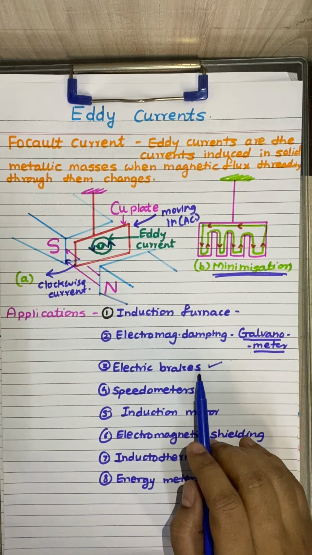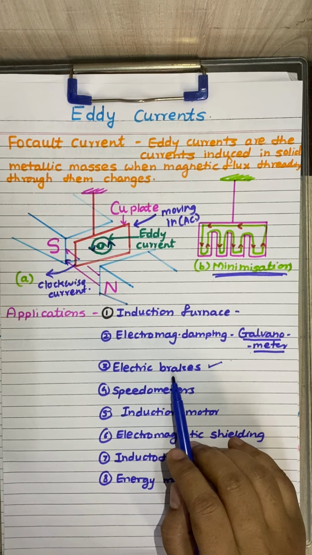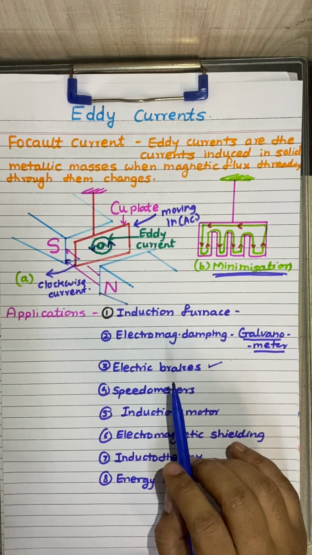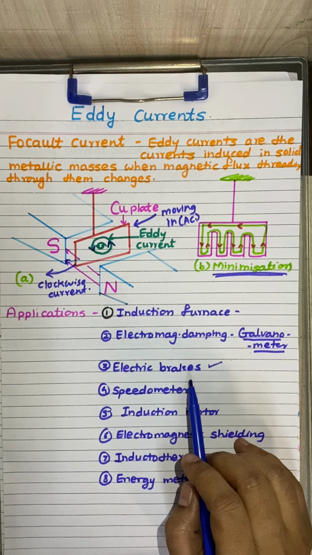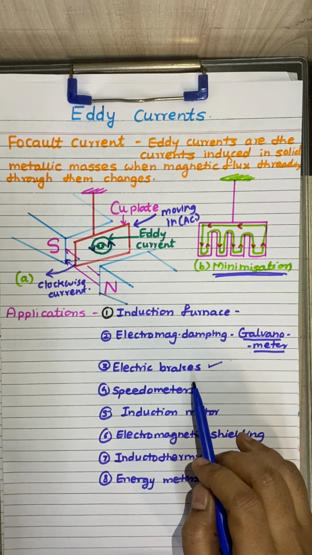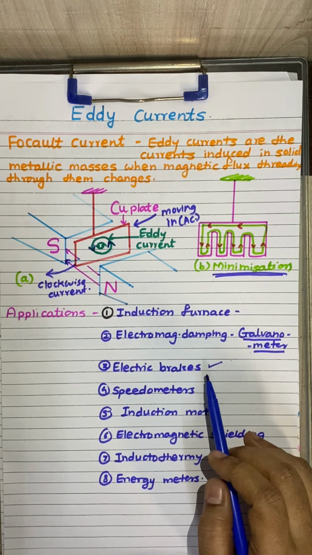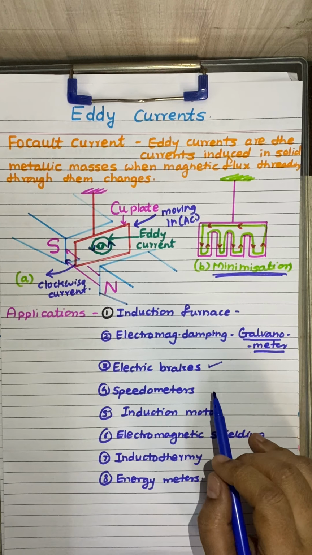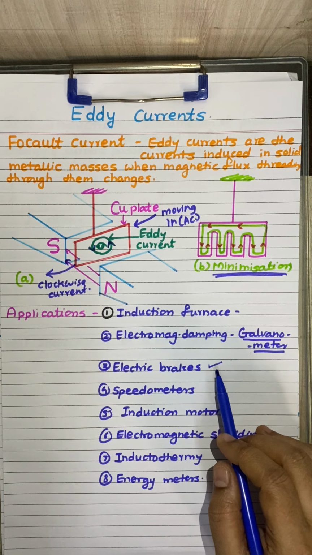So in trains, generally, the brakes used are not manual brakes, they are electric brakes, in which a strong magnetic field is applied to the rotating drum attached to the wheel. Eddy currents are set up in the drum and exert a torque, because it opposes, on the drum, and the train will suddenly stop.